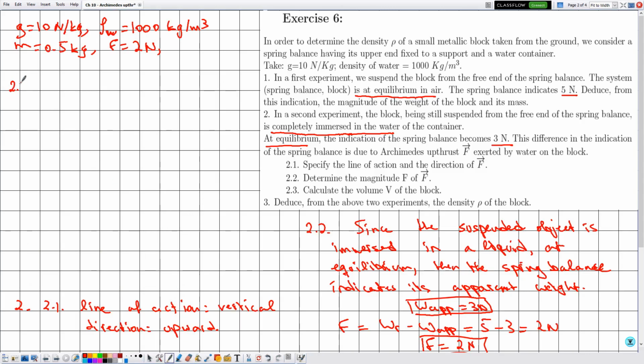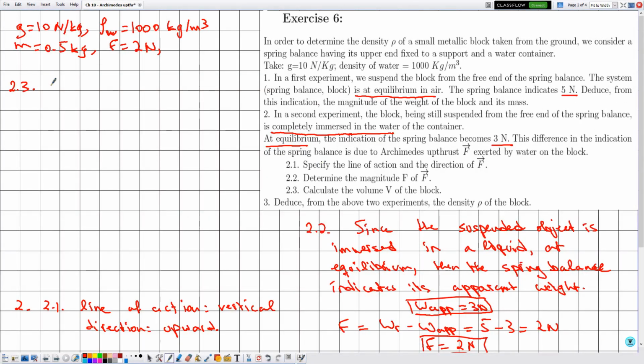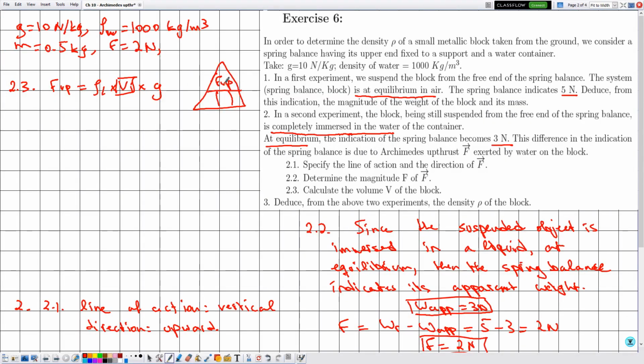Now in 2.3, calculate the volume V of the block. We know that the volume and the value of F are related via the following formula: F upthrust is equal to the density of the liquid times the volume of the immersed part times g. Then let's determine the value of Vi. Now constructing the triangle of this formula, because we have multiplication, F upthrust will be at the top, and rho L, Vi and g at the bottom. We are interested in determining the value of Vi.